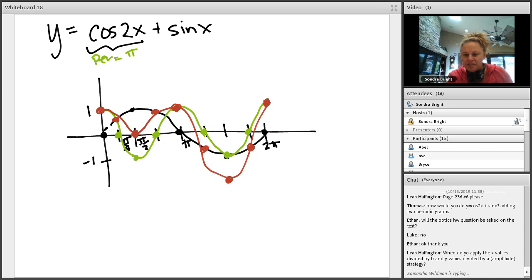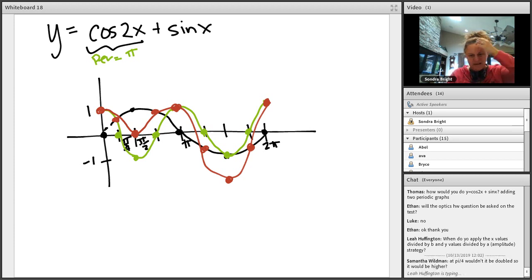Nope, I already said the optics one won't be on there. I'm going to apply the x values divided by b and the y values divided by an amplitude strategy. When do you apply the x values divided by b and y values divided by, I don't know what you're talking about.